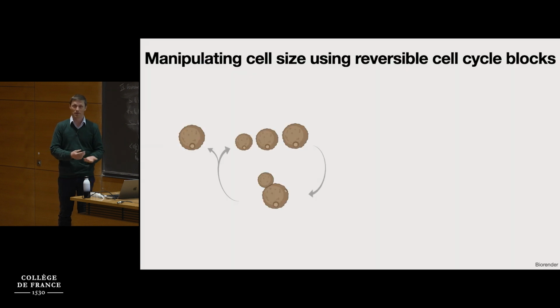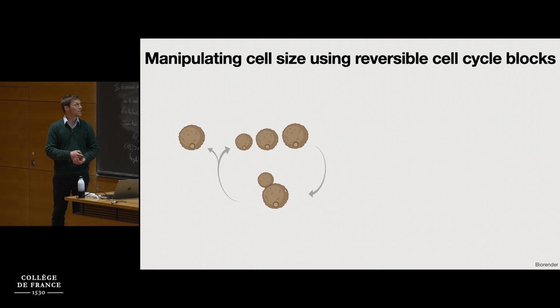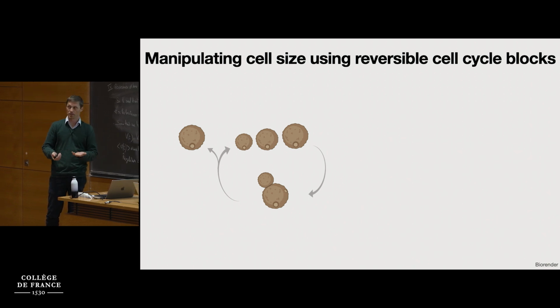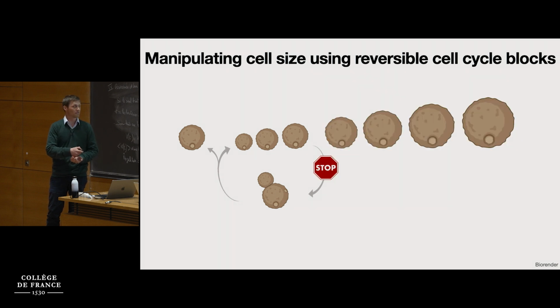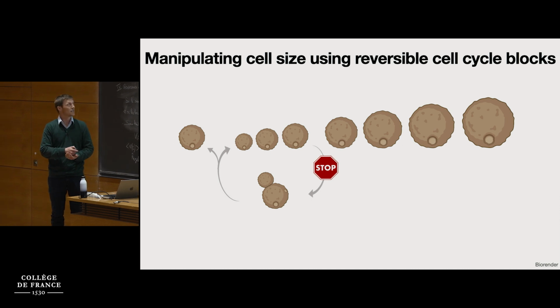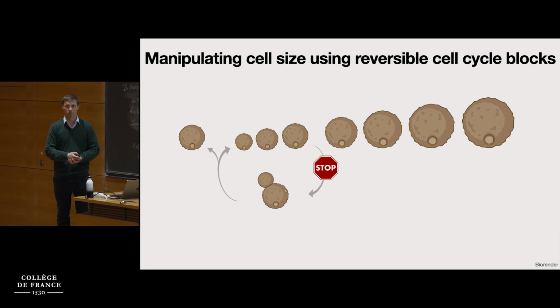Actually, I'm a big fan of another model system, budding yeast, S. cerevisiae, and we can actually do the same trick as we did in the mammalian cells. So you have cycling cells. We can block cells from dividing. Here we can use conditional alleles of cyclin-dependent kinases, and then we can follow cells as they grow very large.